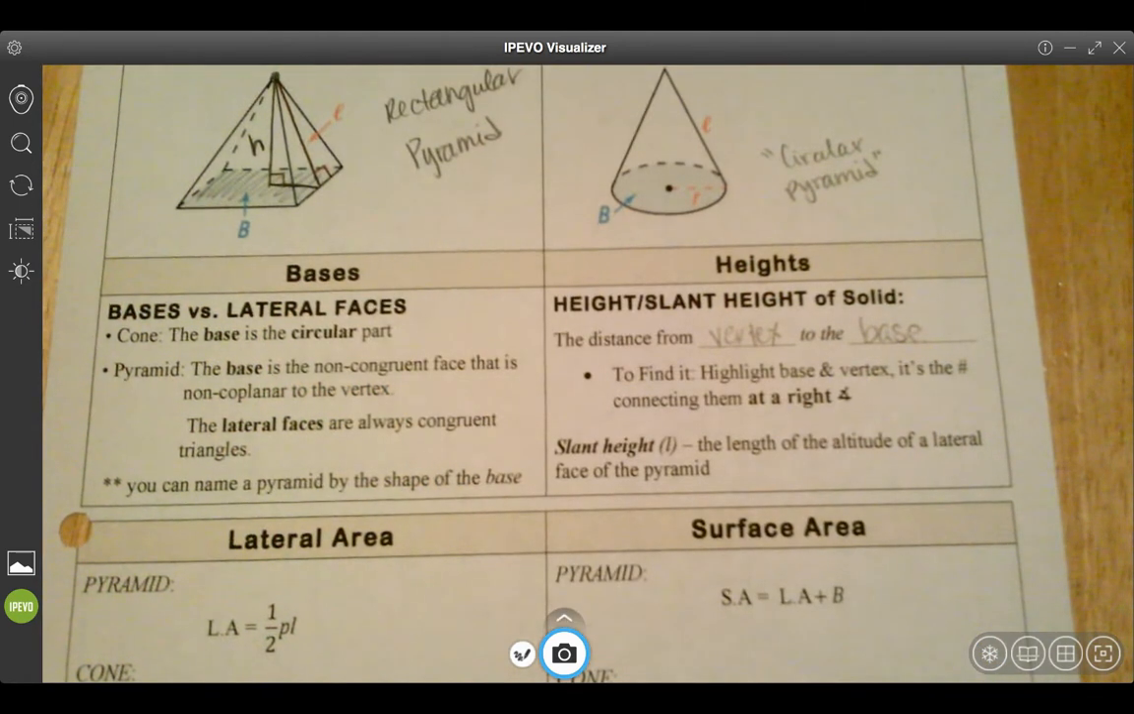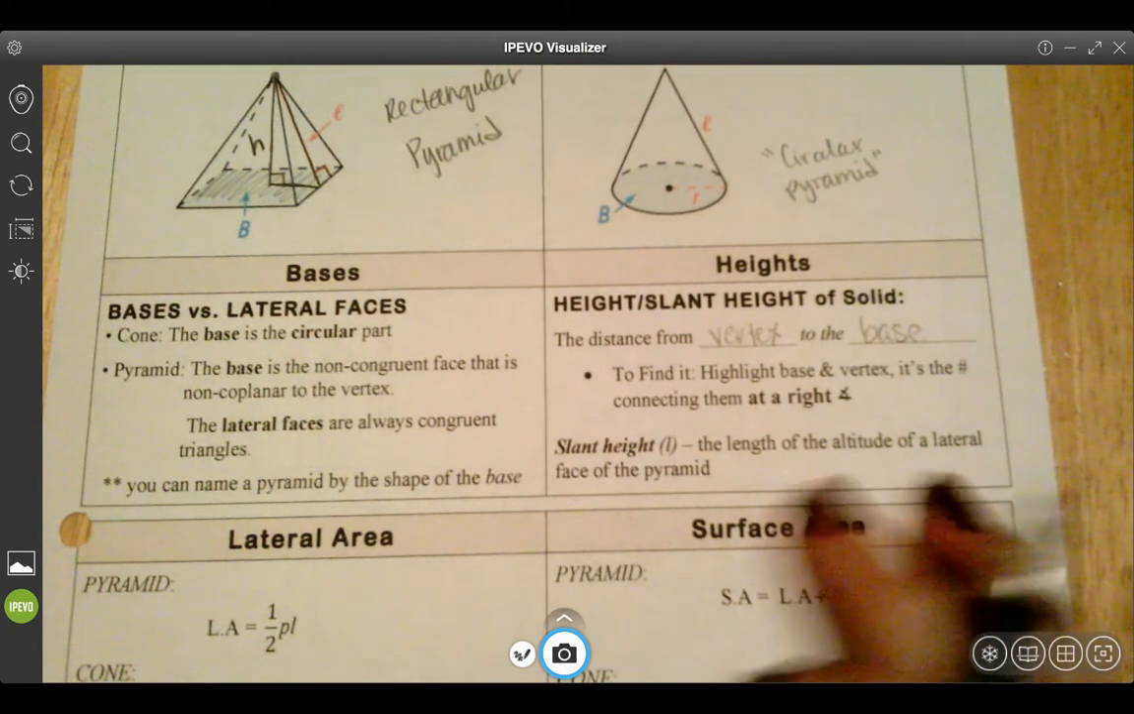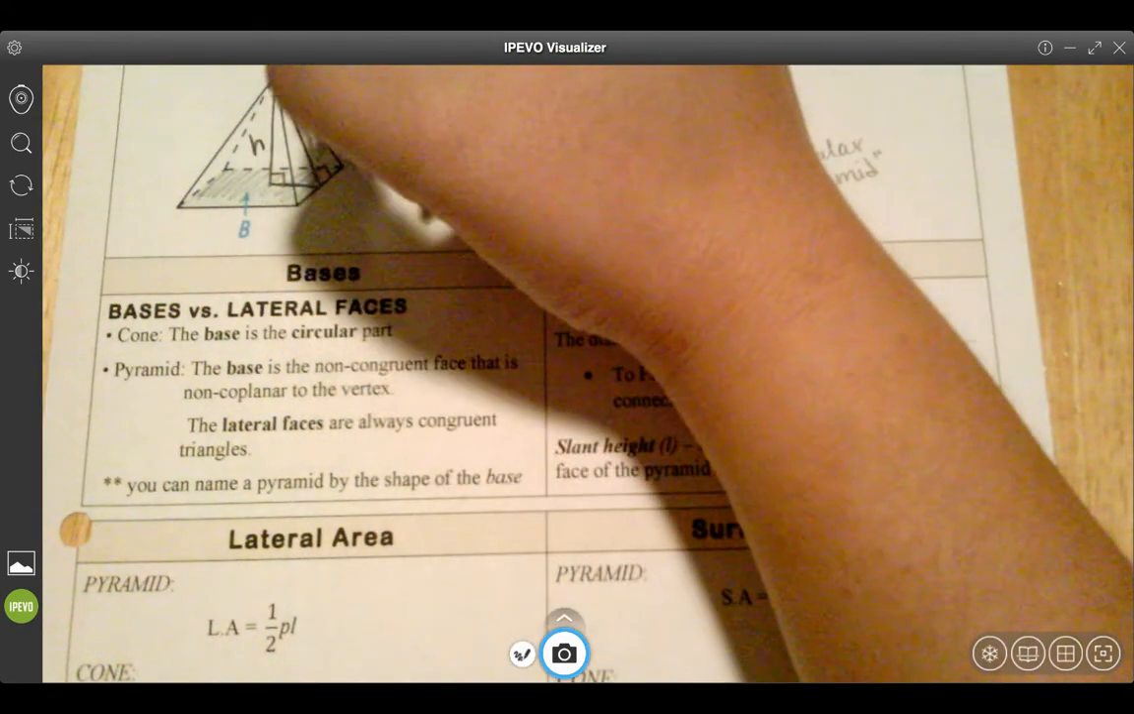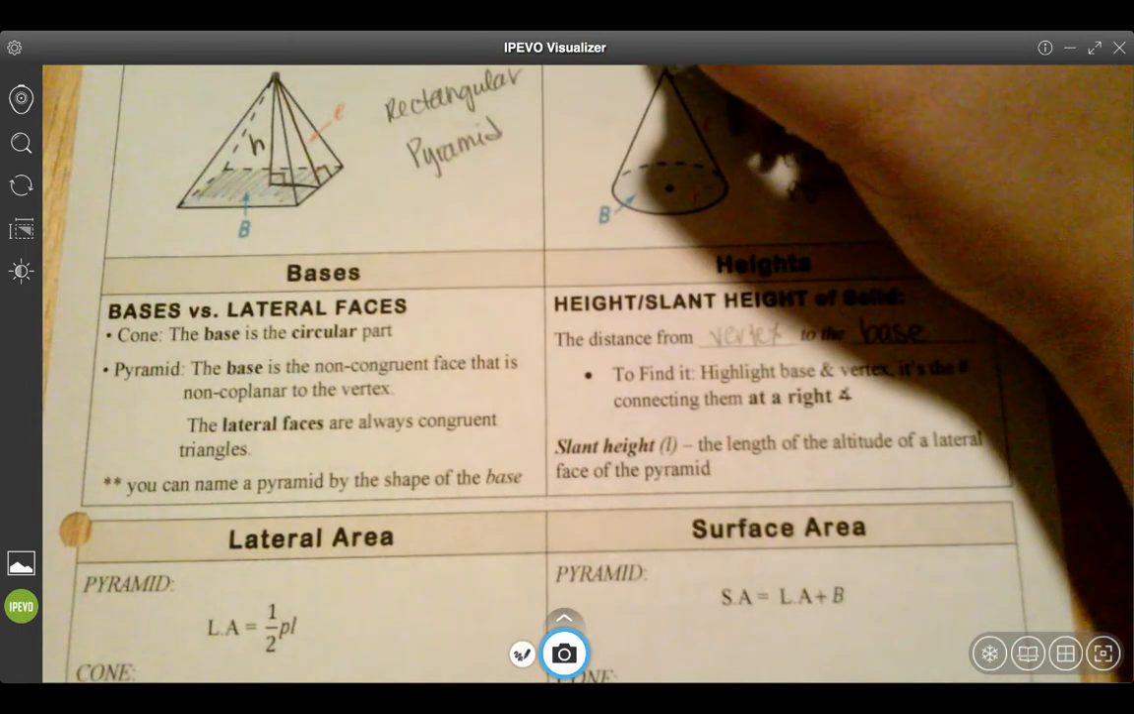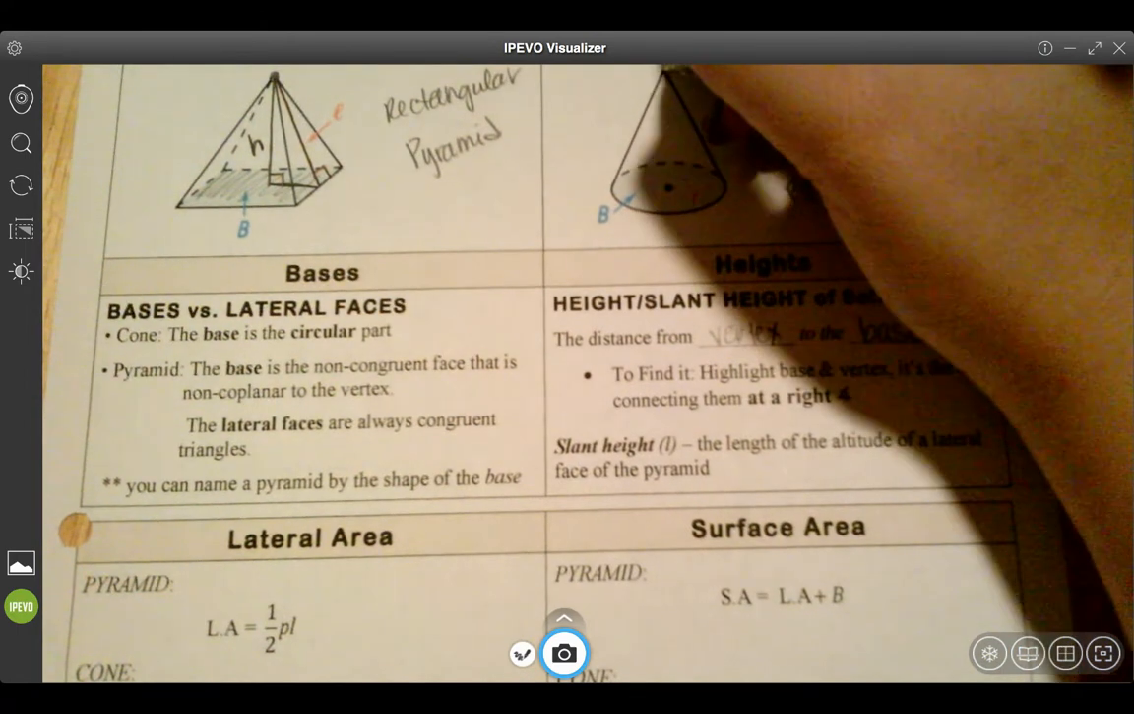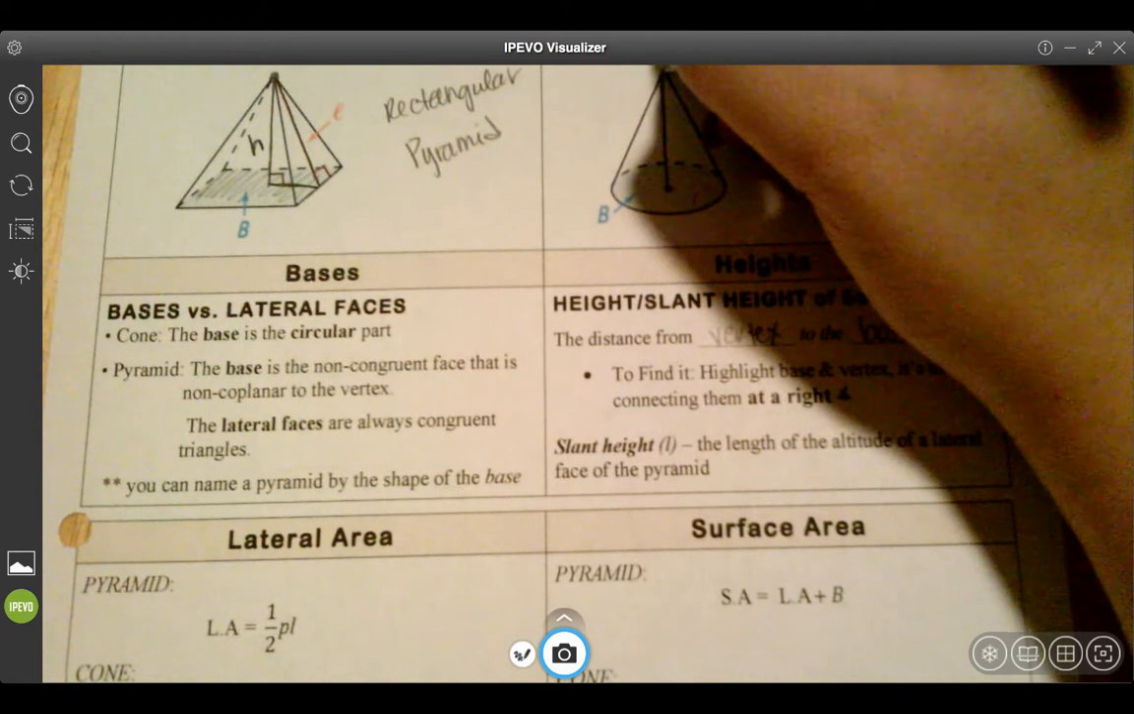Okay, so the slant height is the length of the altitude of the lateral face of the pyramid. So along the side of the pyramid. So here we have our lateral height. Here would be our height.